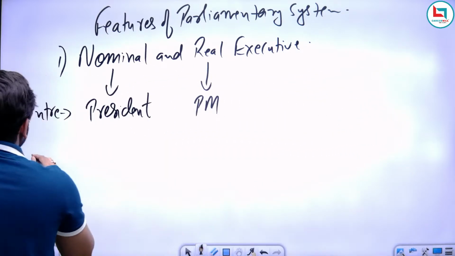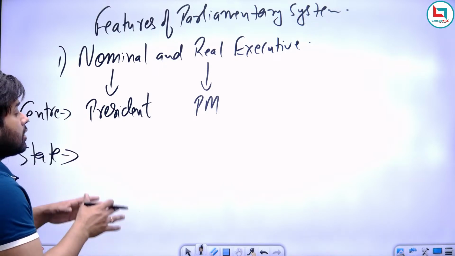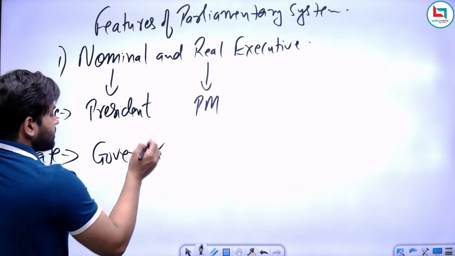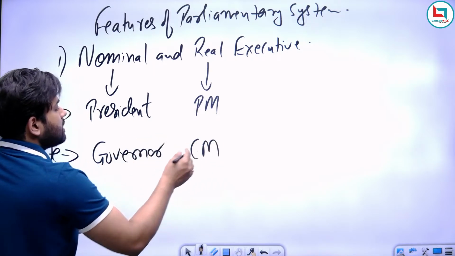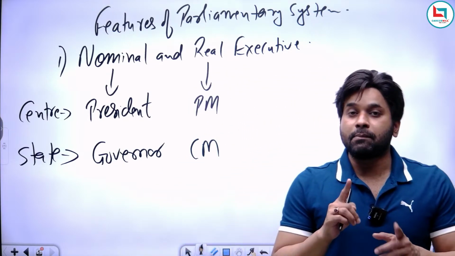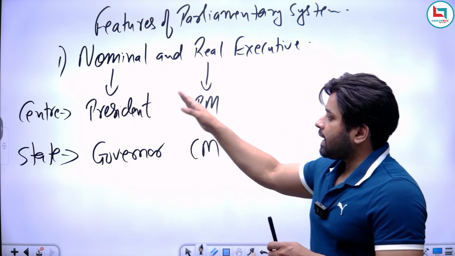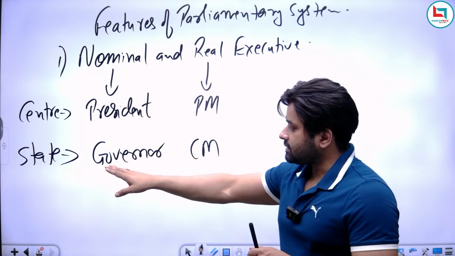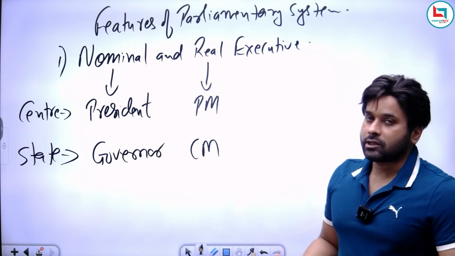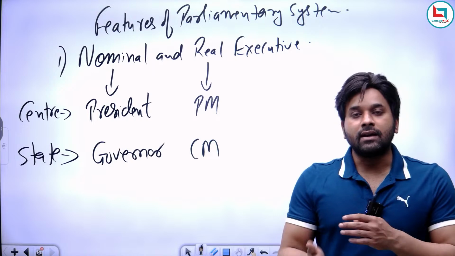Now let us again check this feature in the states. In the states, in whose name are all the works executed? It is the governor. But who is actually responsible? It is the CM. So you can see the same feature is present at both levels. At the center, we have a nominal executive and real executive, and in the states, we have the governor as the nominal executive and the CM as the real executive. So this feature exists at both levels, center and states.